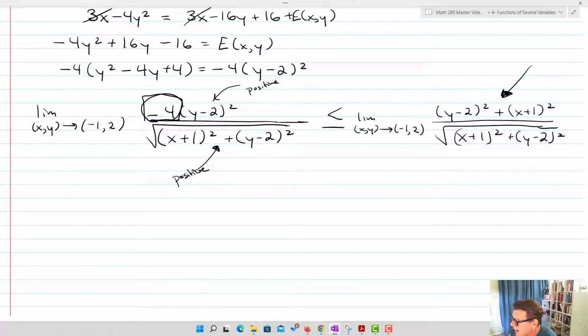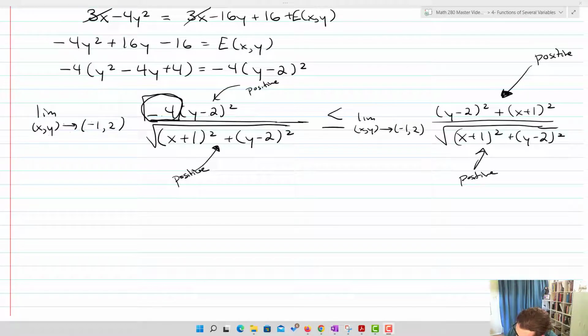And the reason why is because this now is positive. It's 2 positive numbers added together, divided by another positive number. That's positive on the bottom. So this is now positive. So its limit should be that. The limit should be less than.